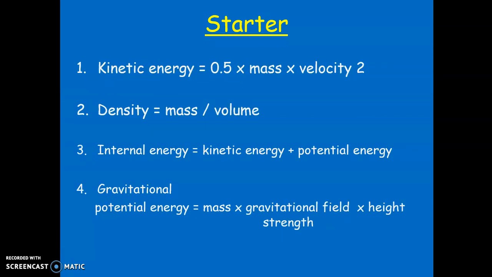So these are the answers you should have got. For kinetic energy, it's half mv squared, half times mass times velocity squared. That number 2 hasn't come up properly in velocity, but it should be a superscript, above the velocity to give a squared figure. So it's velocity squared. Number 2, density is mass divided by volume.